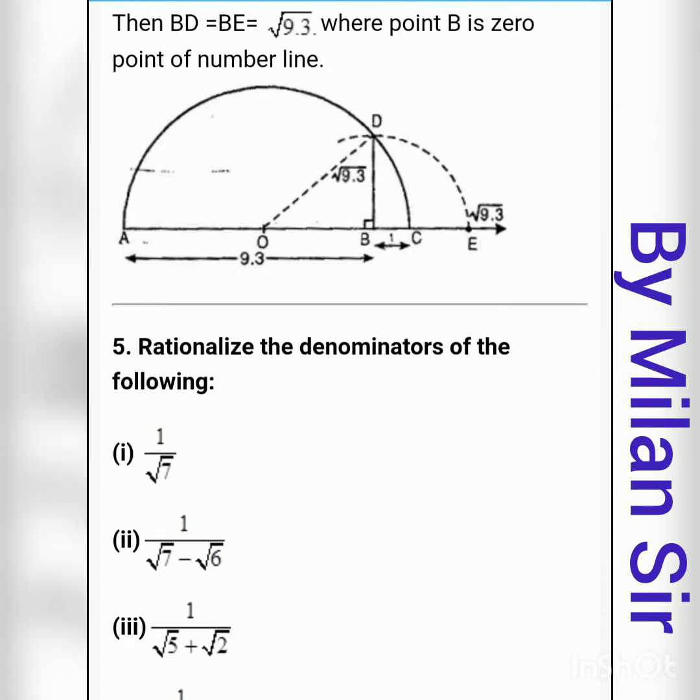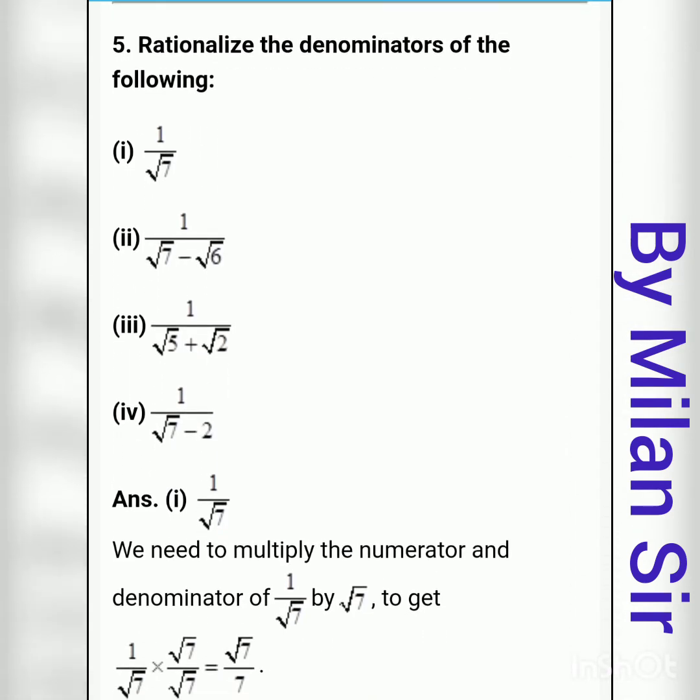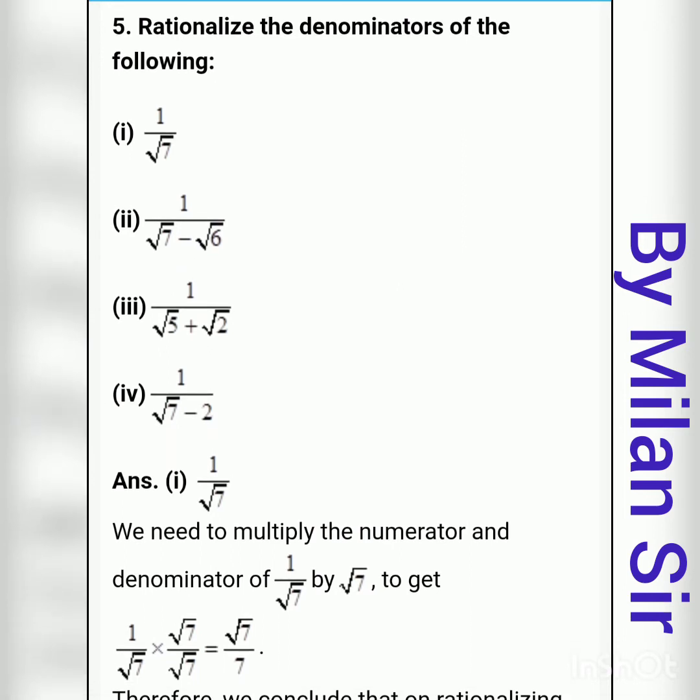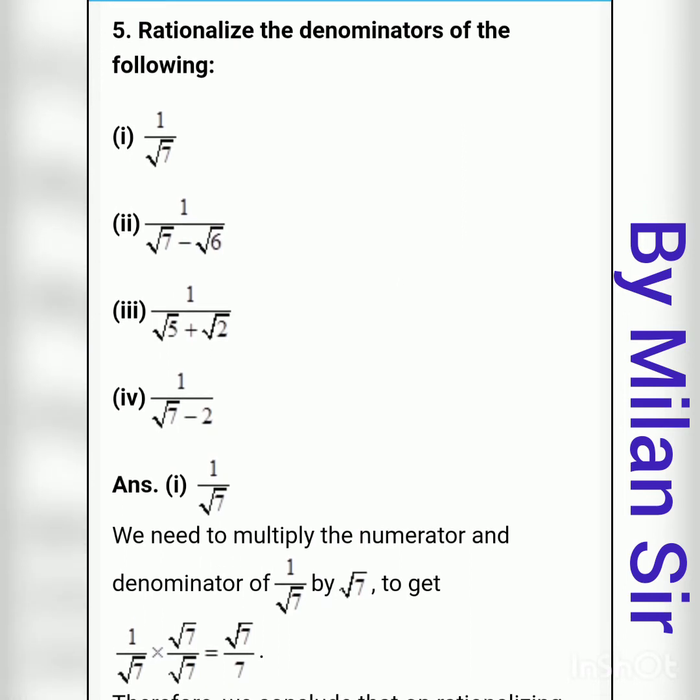Then next is question number 5. First of all, read this question. Rationalize the denominators of the following. This is a very important question for you, because whether you study up to degree or master's degree, till the end you need to follow this process for rationalizing the denominator.